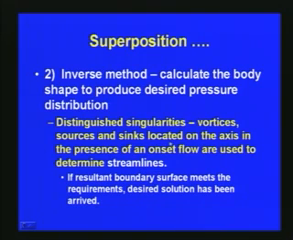In both the direct and inverse methods, if the resultant boundary surface meets the requirements of the particular problem, then we say the desired solution has been arrived. So, these are the two methodologies for superposition of the elementary potential flows: one is the direct method, the second is the inverse method. Mostly we will be using the direct method for the two or three complex flows which we will be discussing here.